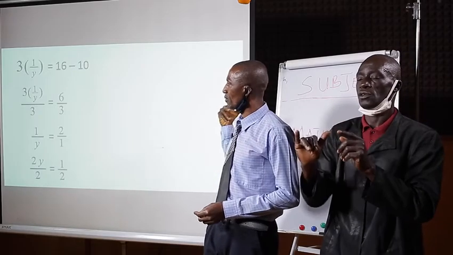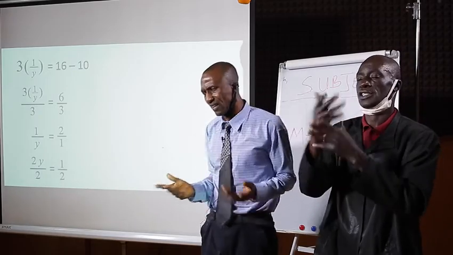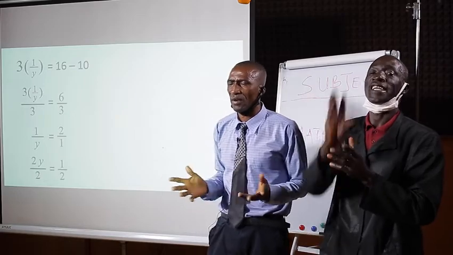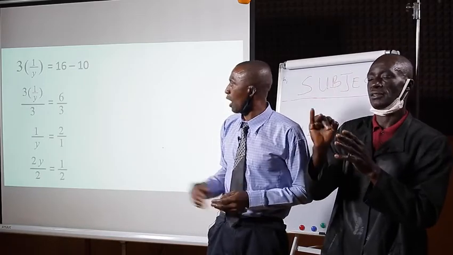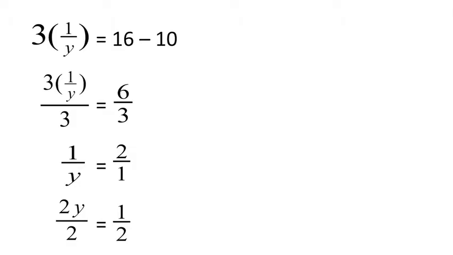Move to the right now. 6 divided by 3, the answer is 2. So our equation becomes 1 over y equals to 2 over 1.